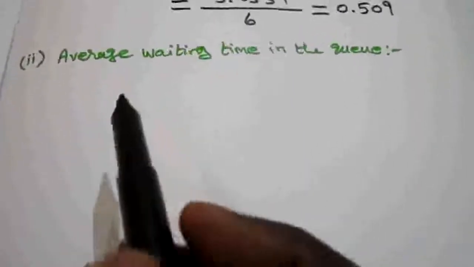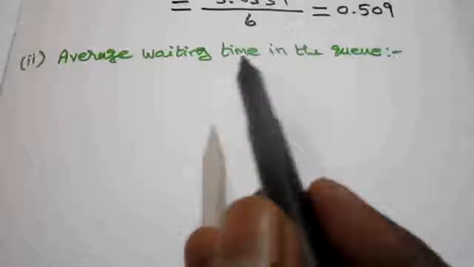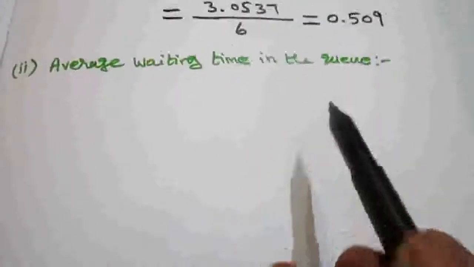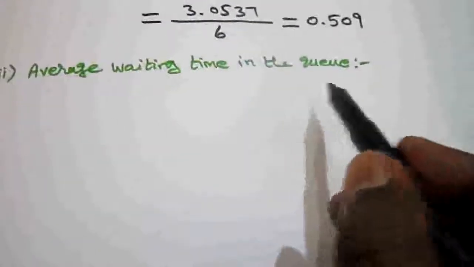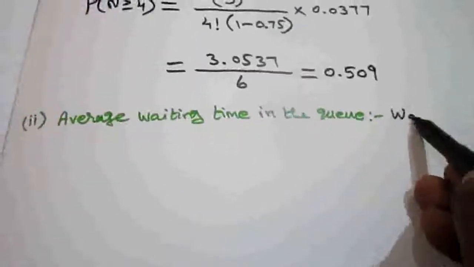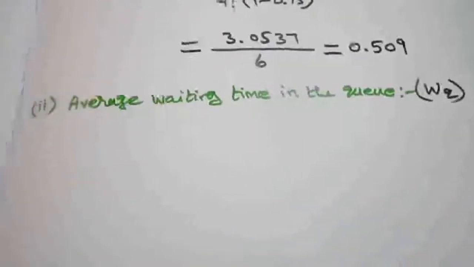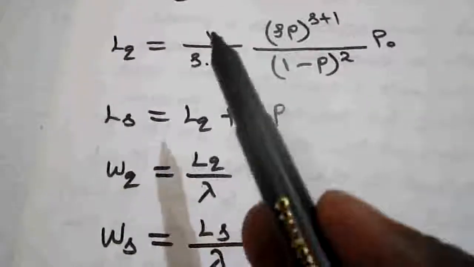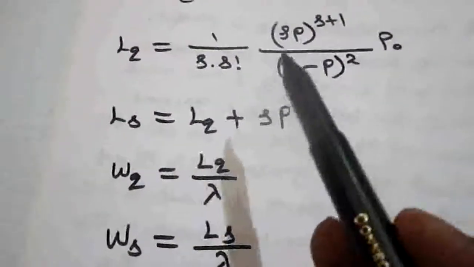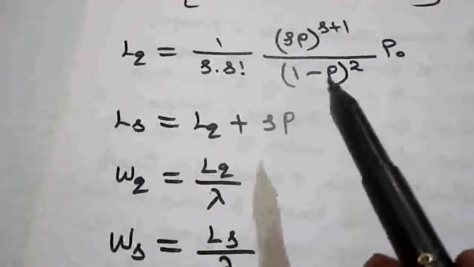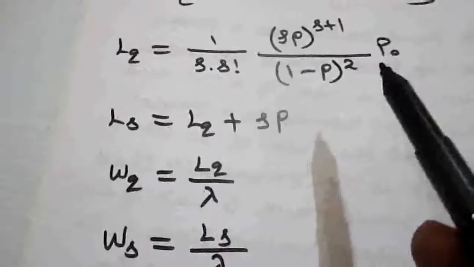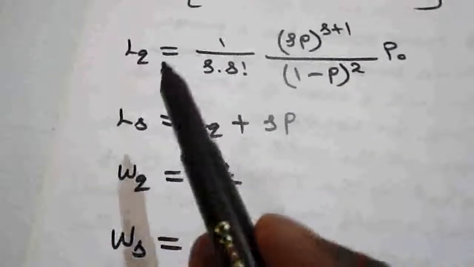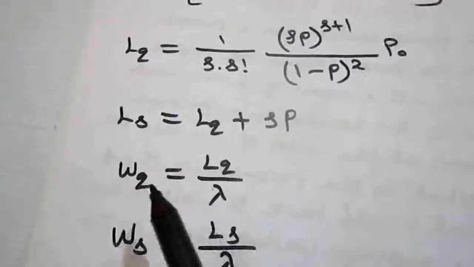Second question is, find the average waiting time of a customer in the queue. That means we want to find out waiting time of the customer in the queue, WQ. The formula for WQ is LQ by lambda. So first we have to find out LQ. This is the formula for LQ. LQ is 1 by S into S factorial into S rho power S plus 1 by 1 minus rho power 2 into P0. So first I am going to find LQ. By using LQ, I am going to find WQ.